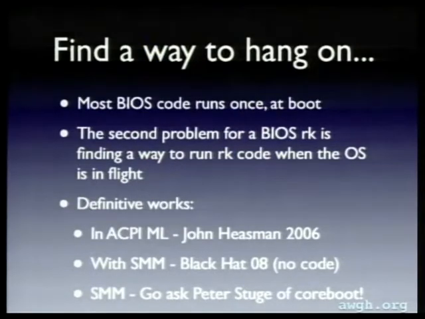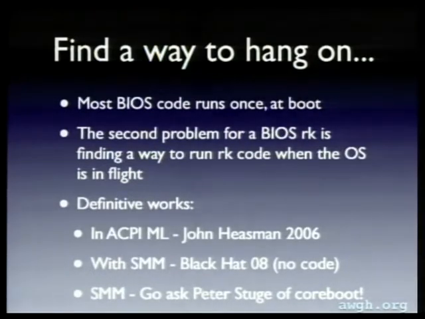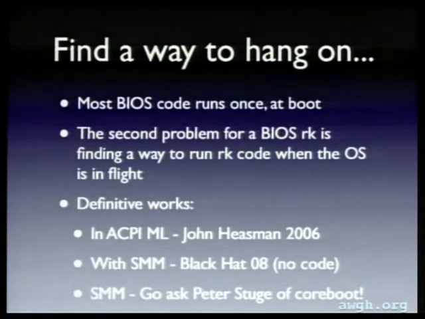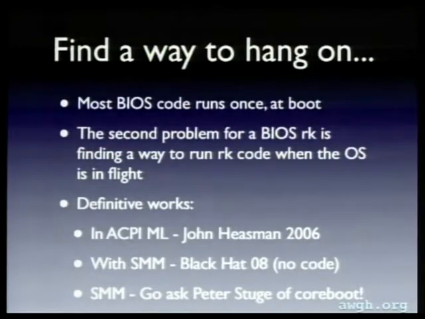The two main methods of doing this are to hide it in ACPI machine language, which was a method described by John Heasman in 2 papers in 2006, one of which I would highly recommend is called Implementing and Detecting a PCI Rootkit. The downside of this approach is that it's easily noticeable because everyone can access the contents of the ACPI hooks.